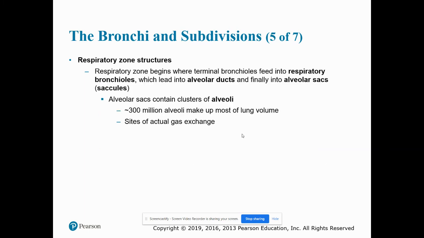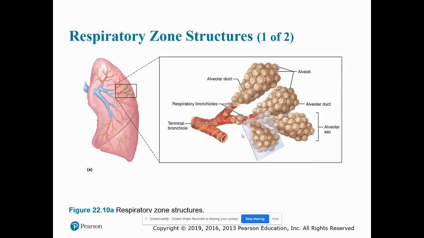The respiratory zone begins where terminal bronchioles feed into respiratory bronchioles, which lead into alveolar ducts, and then finally alveolar sacs. The sacs do contain clusters of alveoli. About 300 million alveoli make up most of the volume of the lung, and they are the sites of actual gas exchange. So you can see we have a respiratory bronchiole and then this cluster of alveoli. Same thing here, respiratory bronchiole, cluster of alveoli.